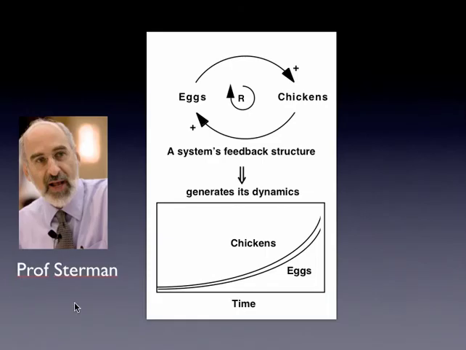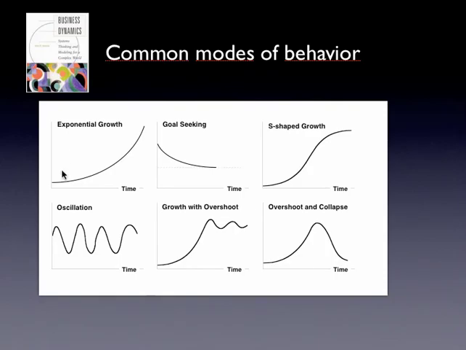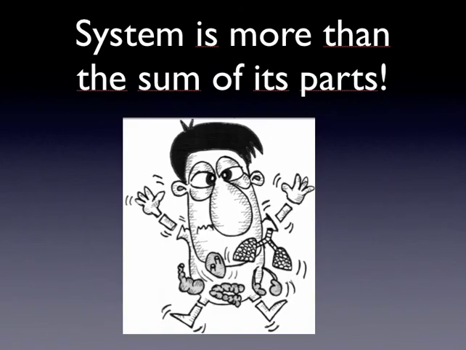Professor Sterman also emphasized that system feedback structure generates its dynamics. The system may have different patterns of behaviors, like exponential growth, goal-seeking, S-shaped growth, oscillations, growth with overshoots, overshoot and collapse, etc. It's important to note that a system is much more than the sum of its parts.